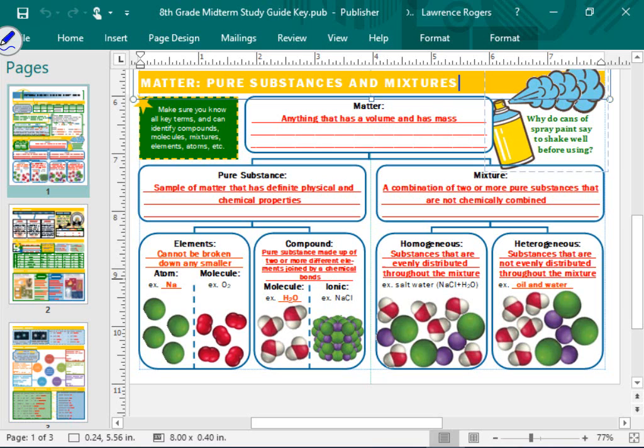Okay, and really you can't break it down. One compound can be a pure substance, but multiple compounds are going to be a mixture, which we'll talk about in a little bit. Okay, so the two examples of a pure substance are elements and compounds.